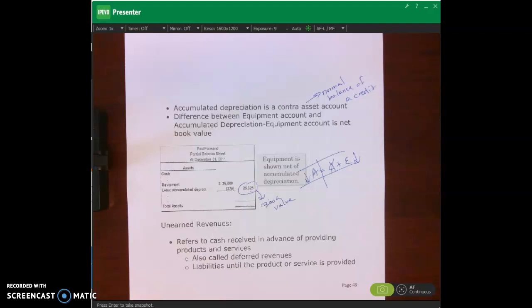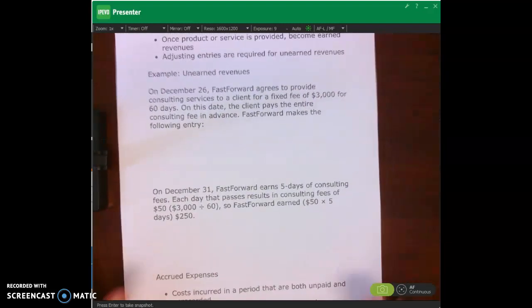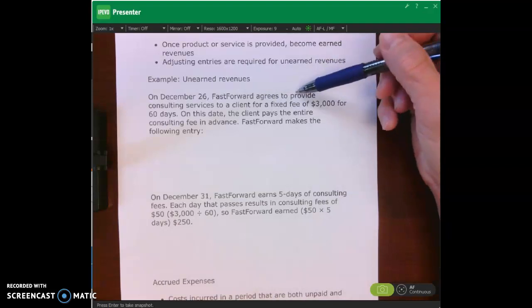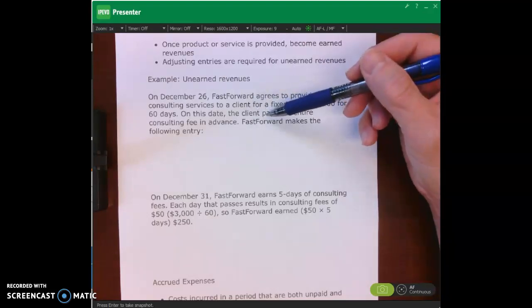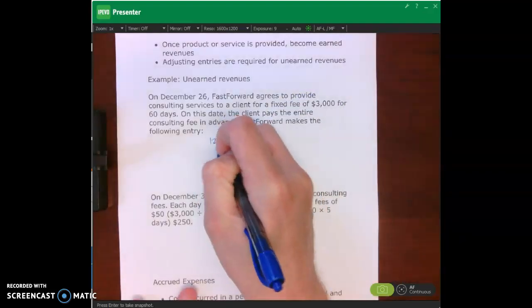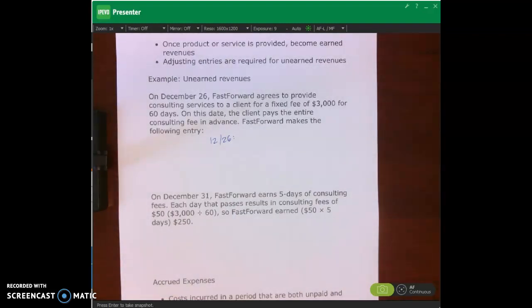Okay? So let's take a look at our example to go through unearned revenues. On December 26th, Fast Forward agrees to provide consulting services to a client for a fixed fee of $3,000 for 60 days. On this day, the client pays the entire consulting fee in advance. On 12/26, we have to do the journal entry to recognize that we got paid up front, because our client is paying us all in advance. And then we owe them consulting services, so we have a liability.